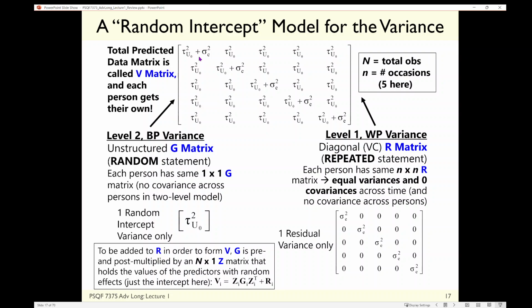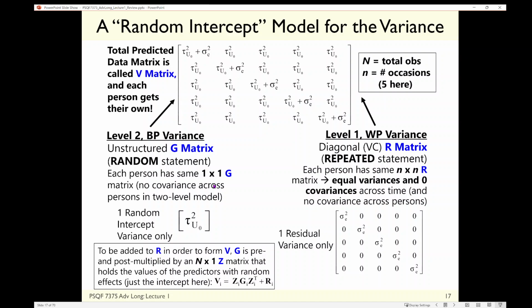So V is the composite total marginal put back together again version of what the model predicts the variance and covariance to be for each occasion. As shown on the diagonal, the variance at each occasion is part because of between person differences at level 2 in the intercepts, part because of within person differences in the residuals at level 1, and this model says the variance is supposed to be constant over time with constant covariance regardless of which pair of occasions it is, because the only reason there is covariance is because of these person mean differences as implemented by this random intercept variance.